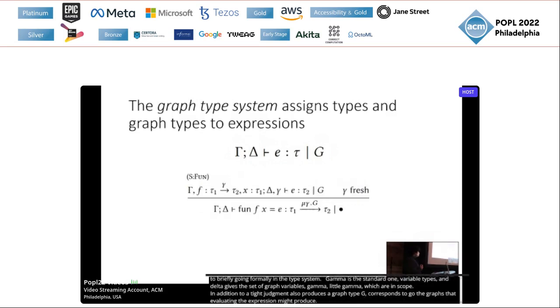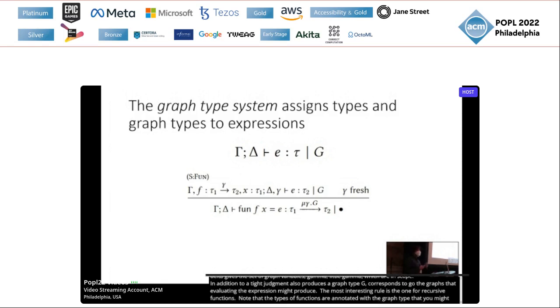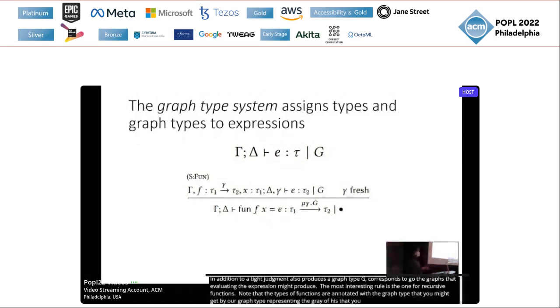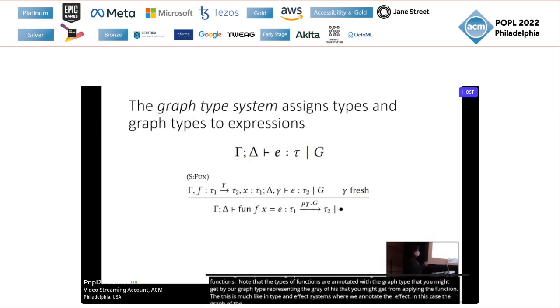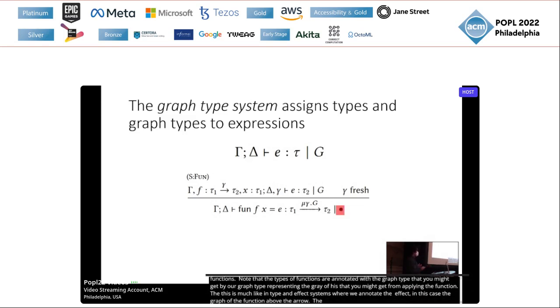So note that the types of functions are annotated with the graph type representing the graphs that you might get from applying the function. So this is much like in type and effect systems, where we annotate the effect, in this case the graph, of the function above the arrow. The graph type of declaring the function itself is, in fact, the singleton graph, because declaring a function does no computation and therefore has no graph.